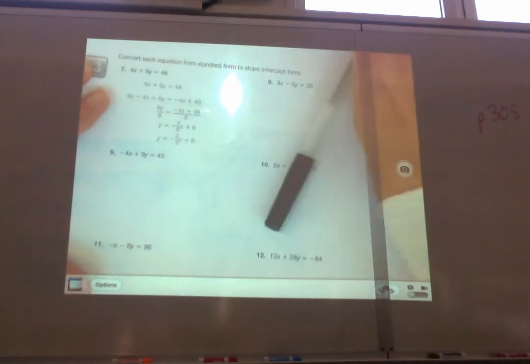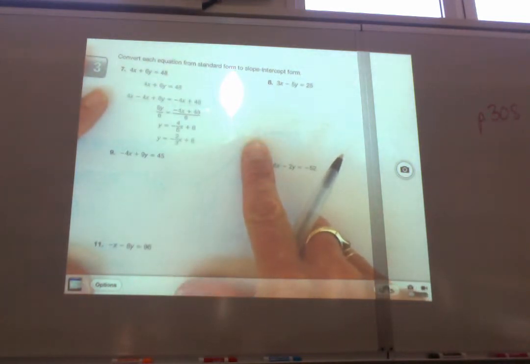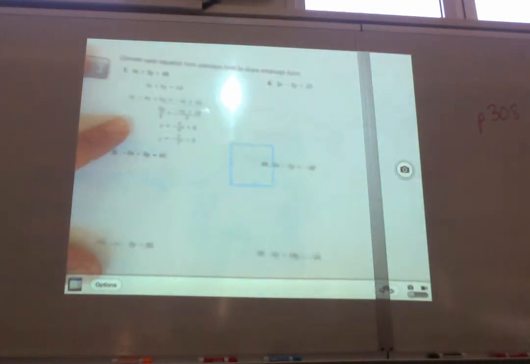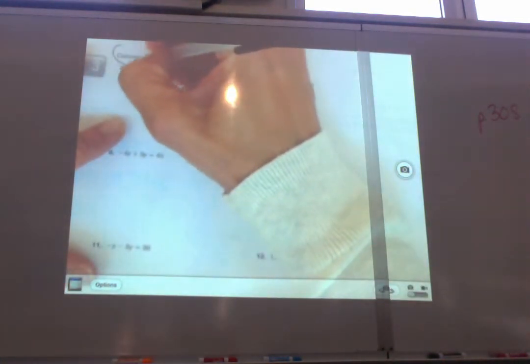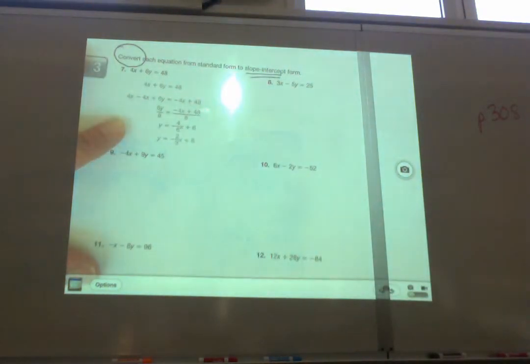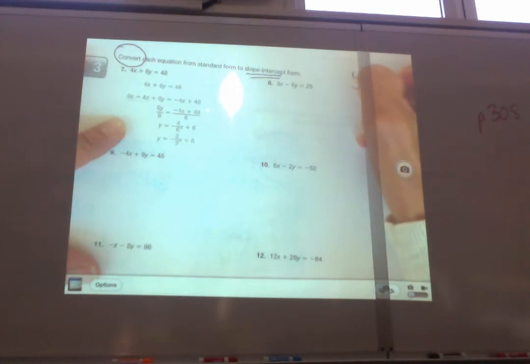Okay, this is something that people have had trouble with on the last 2 quizzes, so we probably need to spend some more time on it together. We're being asked to convert into a different form. So that means move terms back and forth, get maybe the y by itself. Slope-intercept form is y equals mx plus b.